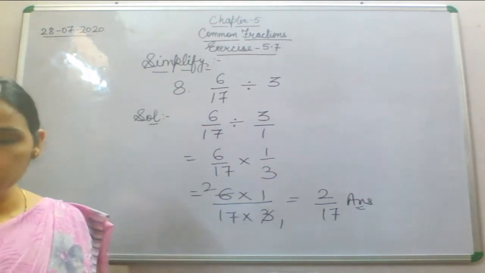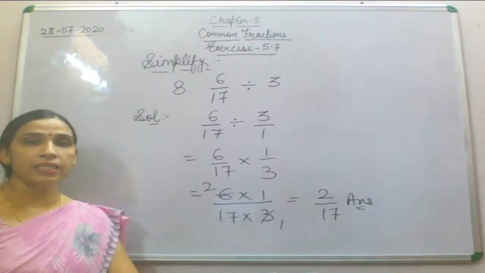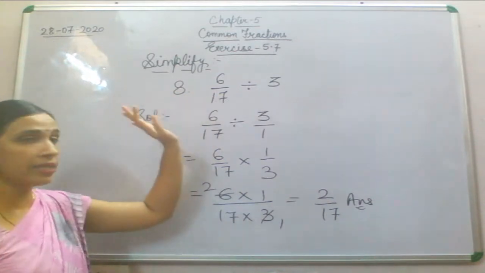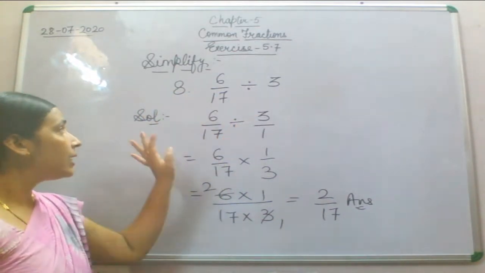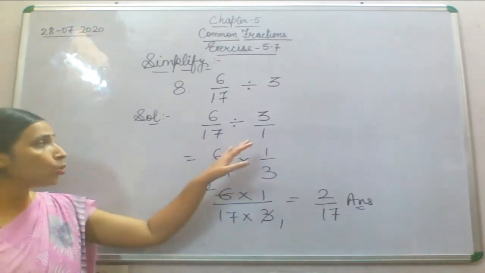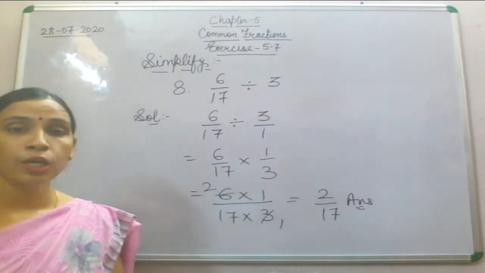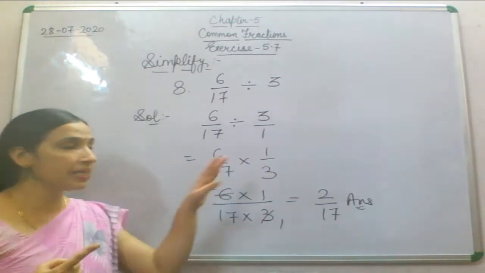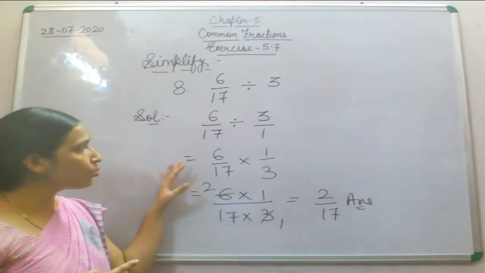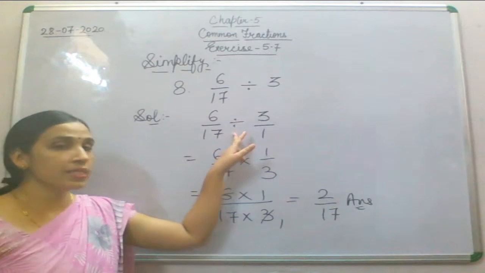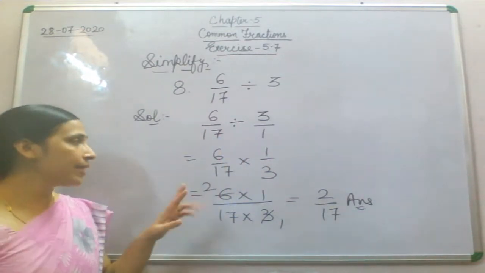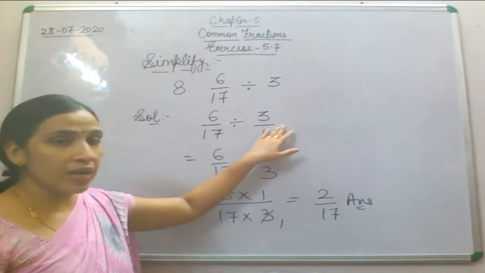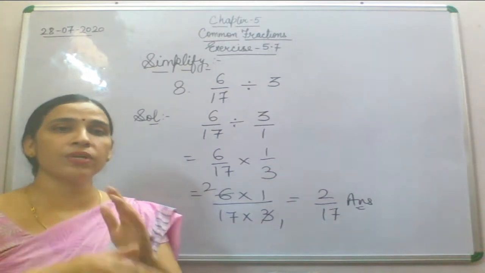So what we have done in this question, we have taken question 8, that is 6 by 17, that will be divided by 3. Now in the solution, first of all, in the whole number we don't have any denominator. So what we will write there, we will write 1. After writing 1, what we are going to do, this division sign will be changed into multiplication. So when we are changing it into multiplication, this fraction which is after division will become reciprocal.